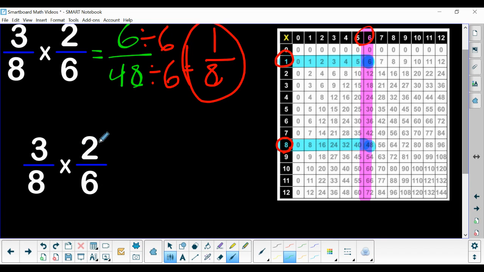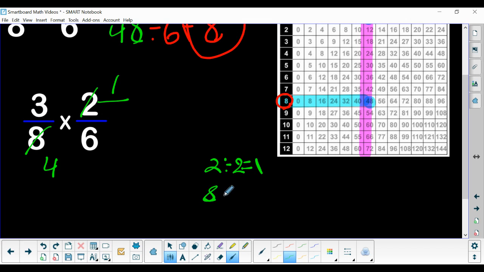So if you divide 2 divided by 2, that gives me 1. 8 divided by 2 gives me 4. Let me write down what I just did. I just divided 2 divided by 2 to give me 1. And I divided 8 divided by 2 to give me 4. You have to make sure you divide by the same number, which was 2.